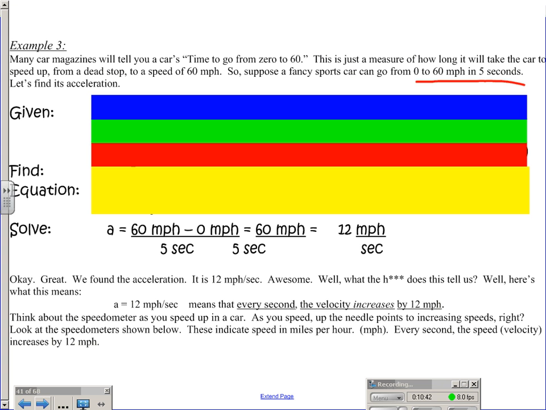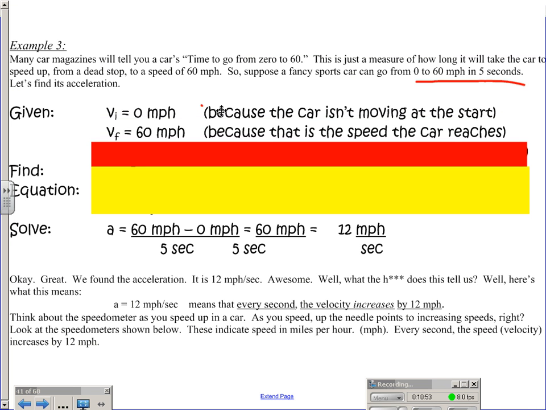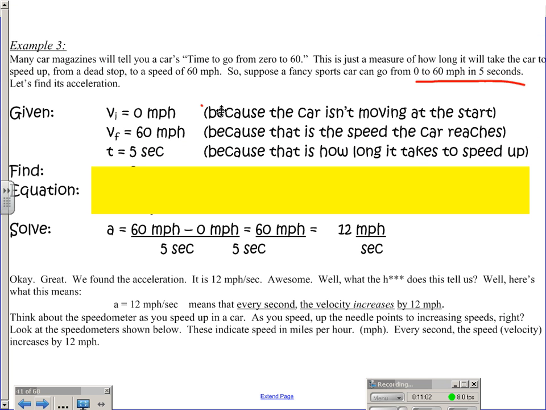In this problem, there's 3 things that we know. We know that the initial velocity was 0 miles an hour because the car is not moving at the start. We know the final velocity is 60 miles an hour because that's the velocity the car reaches. And we know that the time it takes is 5 seconds. We're going to try to find the acceleration, which is what the problem says to do. To find the acceleration, we're going to use the equation, Vf minus Vi over t, and you plug in your numbers.